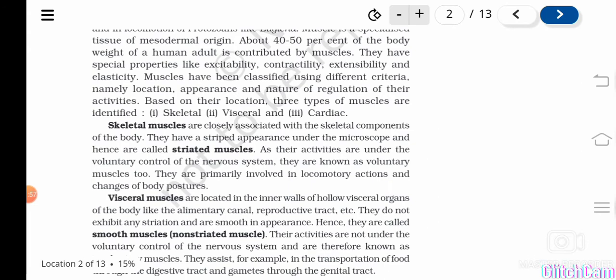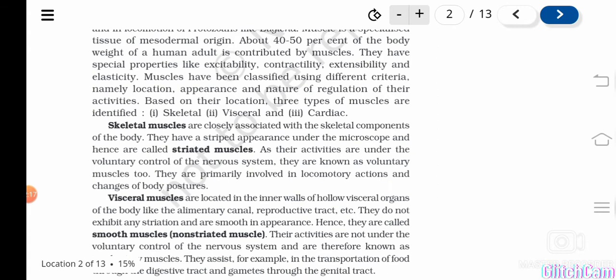We have studied the structure of skeletal muscles in the animal tissues chapter. There I told you they do not have tapering ends, and you can see dark and light bands. So all this speciality we have studied.